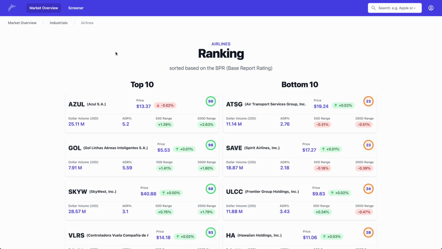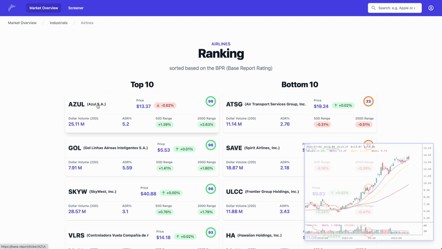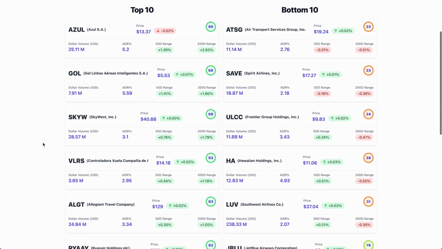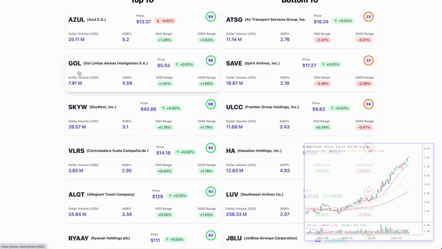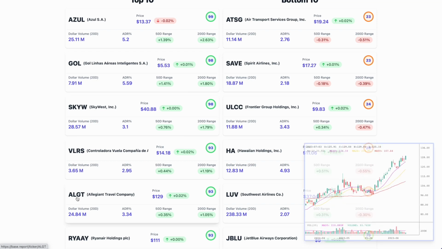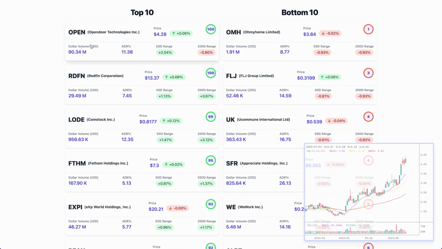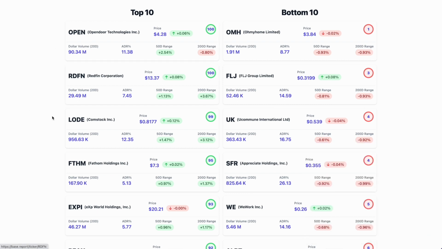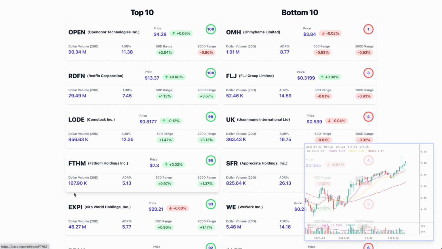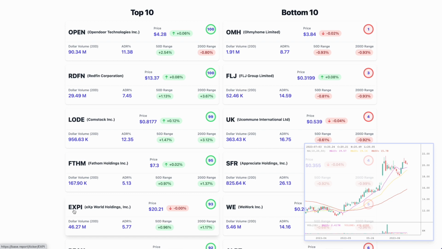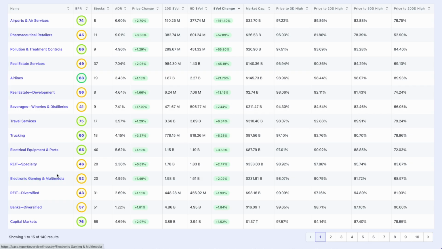Upon closer inspection of top stocks in these industries, this hypothesis seems to hold. Airline stocks appear to have been in an uptrend for most of the past year, while real estate services stocks seem to be in the early stages of an uptrend. That was just one way to identify strong industries using this table. The possibilities are endless, and we encourage you to explore other columns and develop your own approach. If you discover any interesting insights or alternative methods, we'd love to hear about them in the comments.